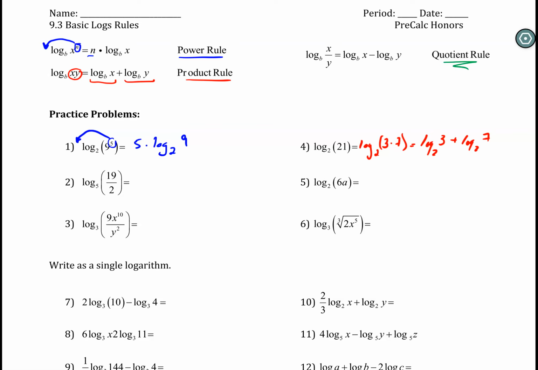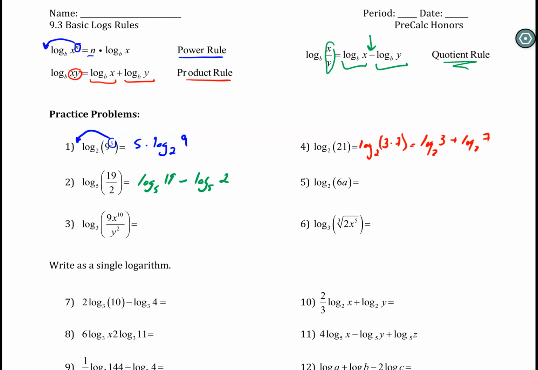Last rule here we have is quotient. Same kind of concept, except here I have something where they're being divided. And then I can break them out into two individual logs, but this time they're going to be subtracted. So looking at number 2, that allows us to say that this is going to be the log base 5 of the numerator minus log base 5 of the denominator. And that would be the expanded version.